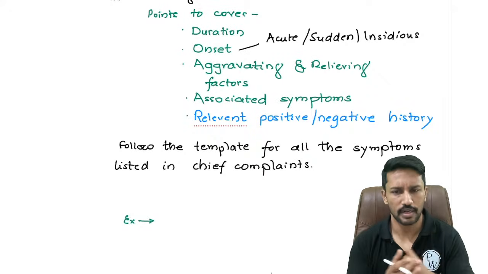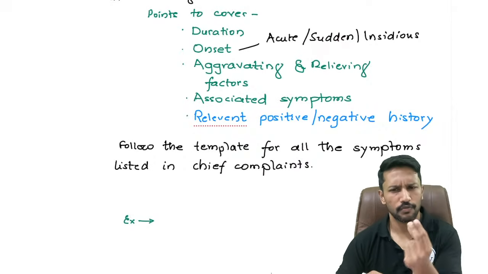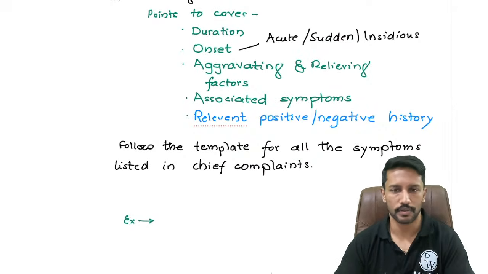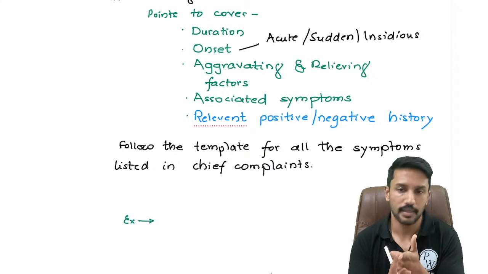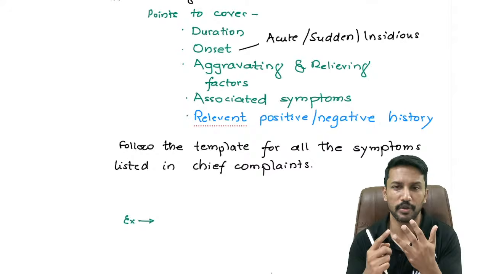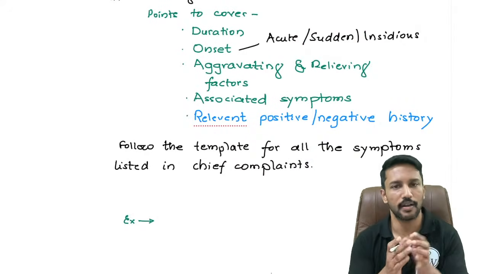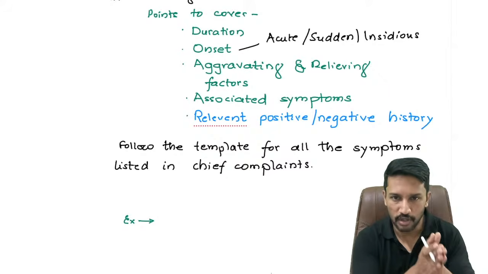the costochondritis. But if it is sudden in onset, like within seconds to minutes it evolved, it could be because of MI, right? It could be because of spontaneous pneumothorax. It could be because of the dissection of aorta. So the possible causes change depending on the onset. So you have to document onset.